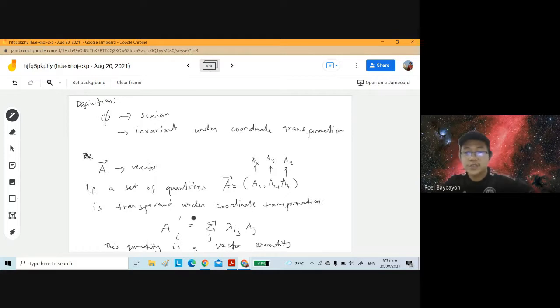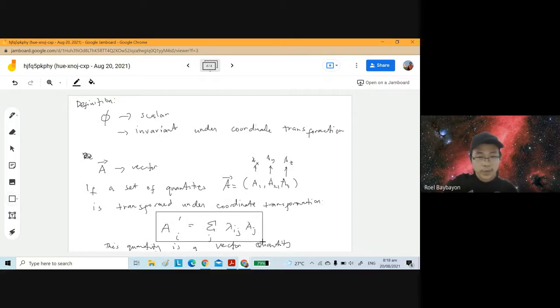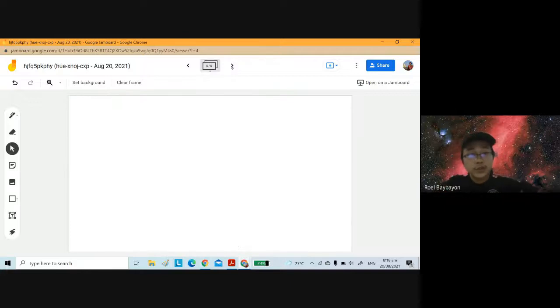So if it is transformed under coordinate transformation with some equation given by this, take note, instead of x I will use a, because my notation for a vector is denoted by this letter A. Okay? So a scalar will not transform, it is invariant, and a vector transforms under coordinate transformation.